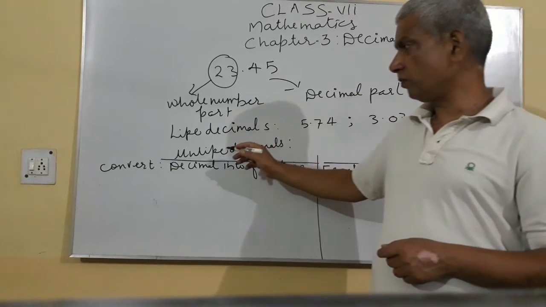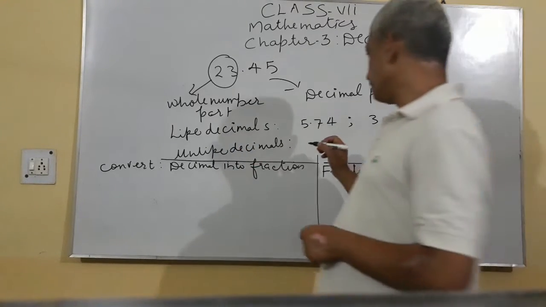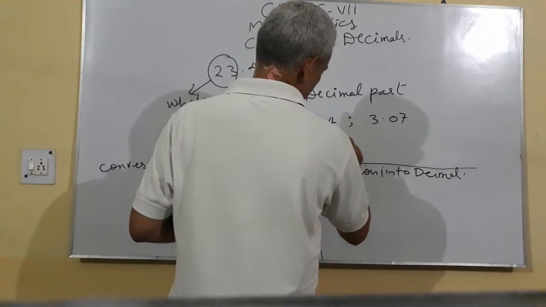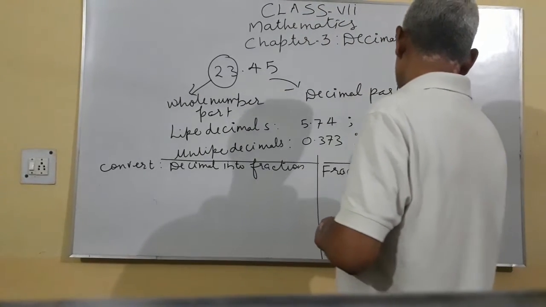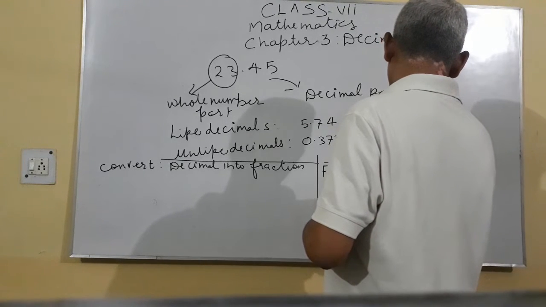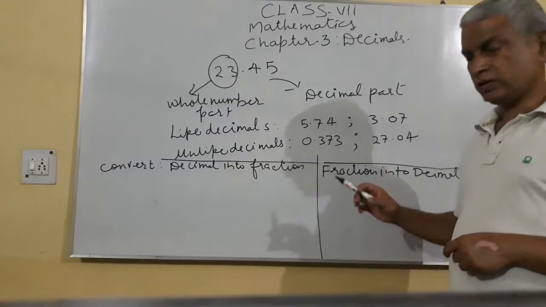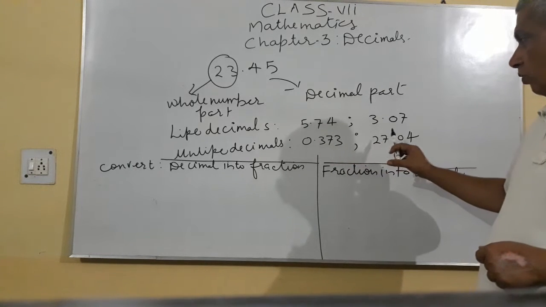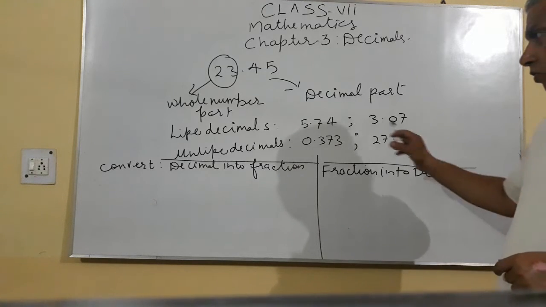Now let us see the second one, that is called unlike decimals. A number which has an unequal number of decimal places is called unlike decimals, like 0.373 or 27.04. Just see, in this there are 1, 2, 3 decimal places. On the other hand, in 27.04, there are 2 decimal places. So they are called unlike decimals.